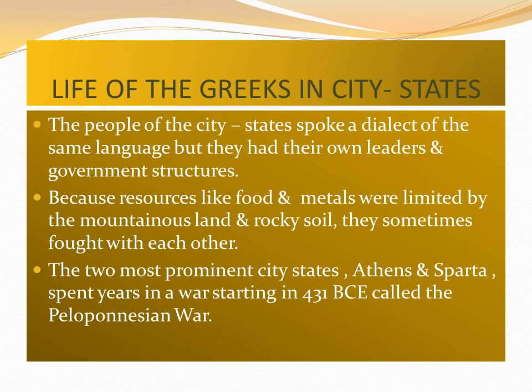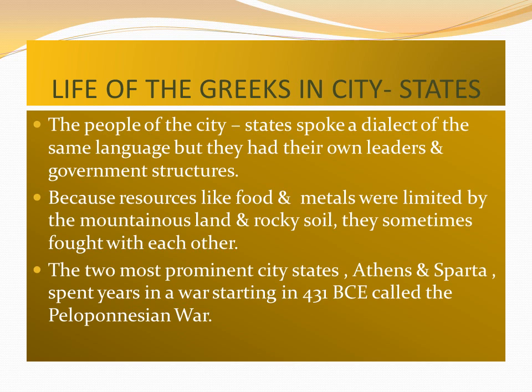So let us see the life of the Greeks in city-states. The people of the city-states spoke a dialect of the same language. So they had the same language, but there was slight variation when they spoke to each other. But they had their own leaders and government structures. For example, Athens had democracy, whereas Sparta and many other city-states had monarchy, that is the rule of the king.